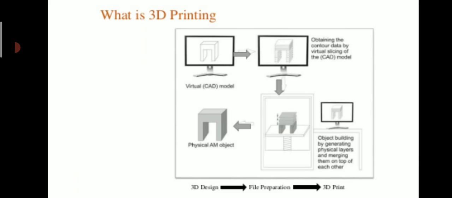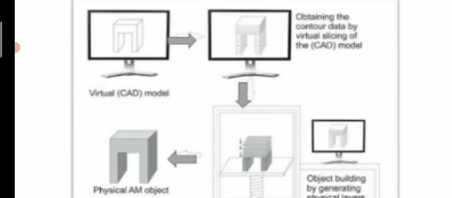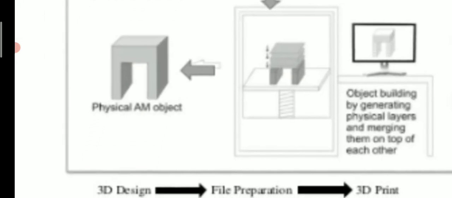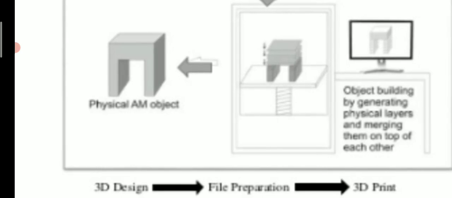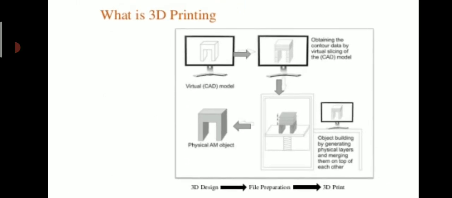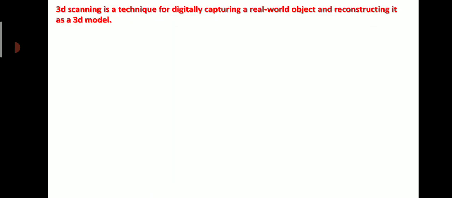In the first figure you will see a virtual CAD model at the left hand side. After that, obtaining the contour data by virtual slicing of the CAD model. After that, it is given to the 3D printer, which builds the object by generating physical layers and merging them on top of each layer, which gives a final product. So this sketch completely shows the process of 3D printing.